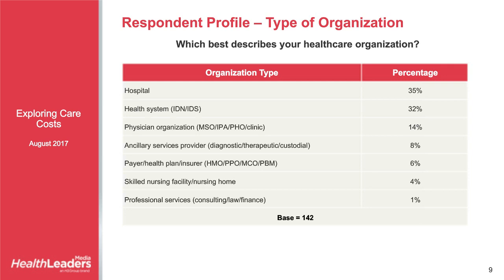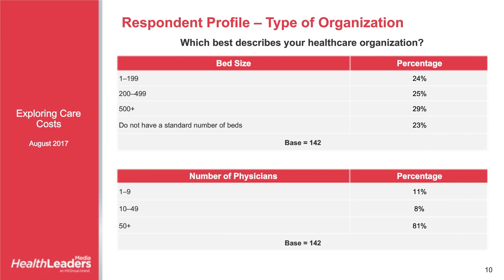And looking at our respondents another way, by bed size, small category 1 to 199 licensed beds, it's 24% of the base. Mid-size group, 200 to 499 beds is 25%, and 500 plus 29%. And again, you can see it's pretty evenly distributed by size in terms of numbers of beds.